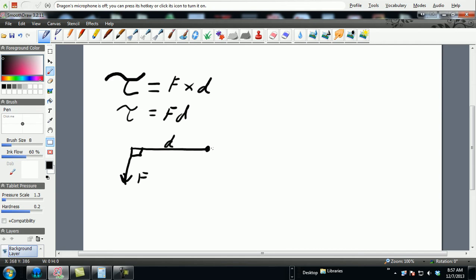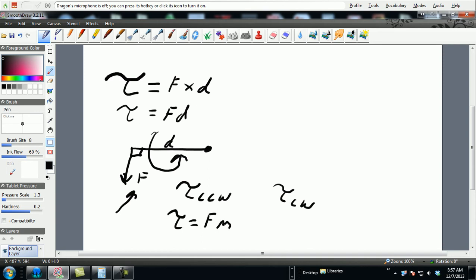Very simple calculation. Two types of torque: you have what we call a counterclockwise torque and a clockwise torque. It just depends on which way this is going to rotate. For this particular example, that's going to produce a counterclockwise torque because it's going to rotate around the pivot point. You always want to identify your pivot point. Torque is always measured in newton meters because force is in newtons and distance is in meters.